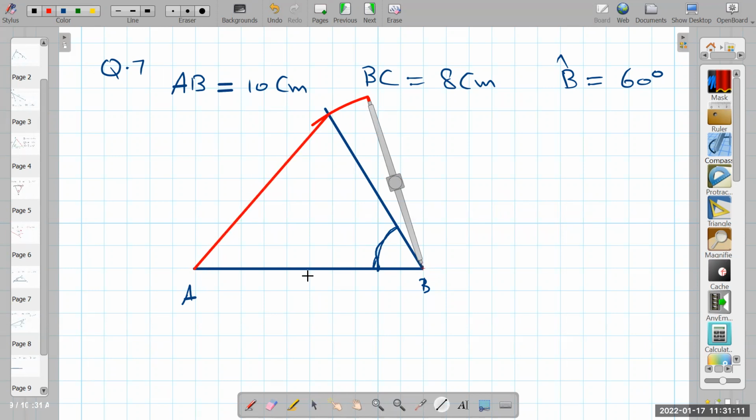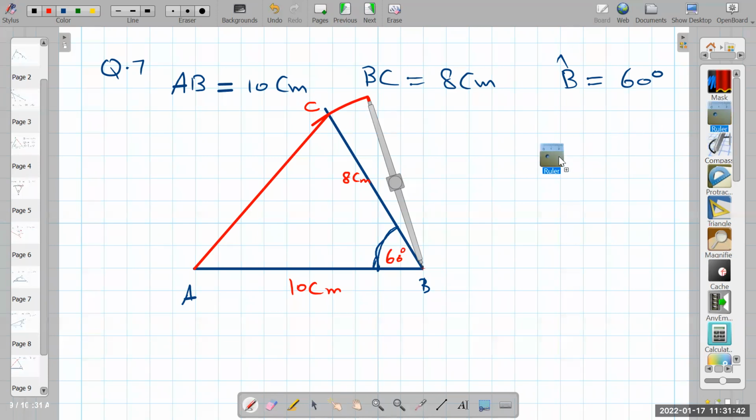This is triangle ABC. And the compass we will open 8 centimeters. This triangle is ABC triangle. AB is equals to 10 centimeters. BC is equals to 8 centimeters. And angle B is equals to 60 degrees.